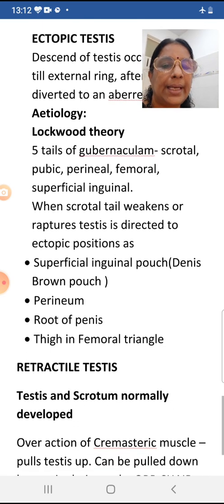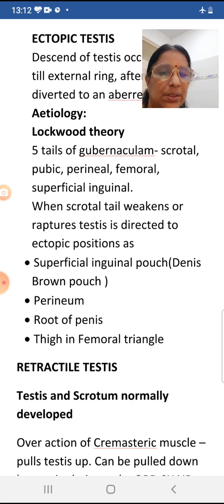When the scrotal tail is weak or it ruptures due to some reason, the testis is directed to ectopic positions. At that time the pubic tail or perineal tail or femoral tail, whichever is strong, will take the testis to its position. So that is why the ectopic positions we get are the superficial inguinal pouch or the Denis Browne pouch, perineum, the root of the penis, or in the thigh in the femoral triangle. So these are the positions where you get ectopic testis.